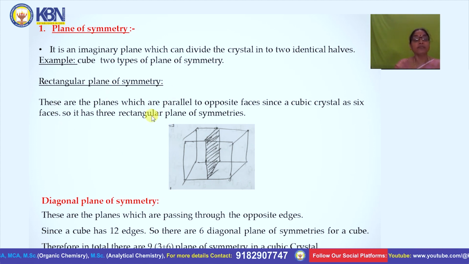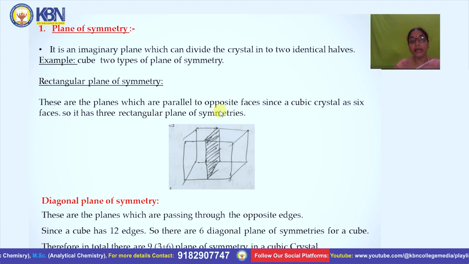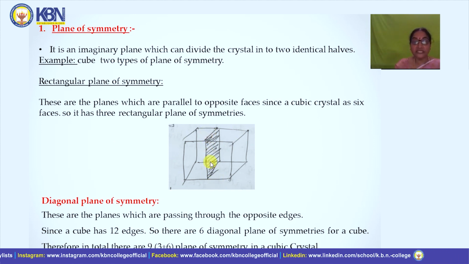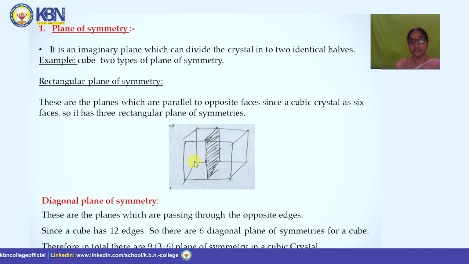So rectangular planes of symmetry are the planes which are parallel to opposite faces. Suppose I take a cube, this is one face and this is another face. So these two are opposite faces. Since a cube crystal has 6 faces, it has 3 rectangular planes of symmetry. A plane passing through two opposite faces divides the cube into two identical halves. For each cube we have 6 faces, so we have 3 rectangular planes of symmetry.